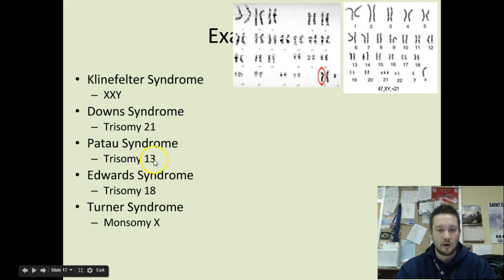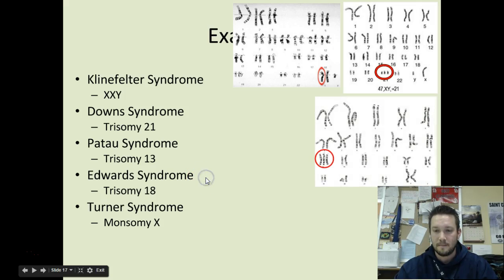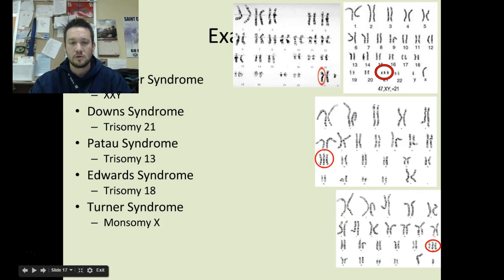Patau and Edwards are trisomies of the 13th or 18th chromosome, respectively. And those are both very serious and usually lead to the child dying fairly quickly. I think sometimes they could live to a few years old, but they definitely do not grow to adulthood. And that's because some of the birth defects involve their organs, and if your major organs aren't functioning properly, then you don't have a lot of chance of living a very long life.